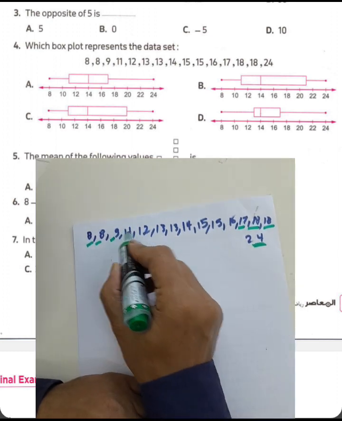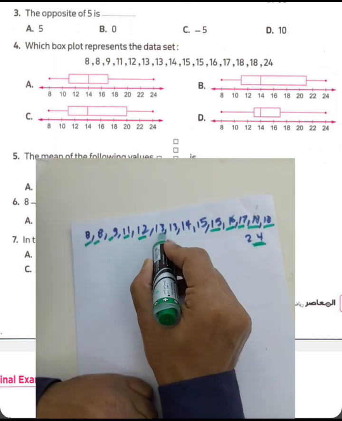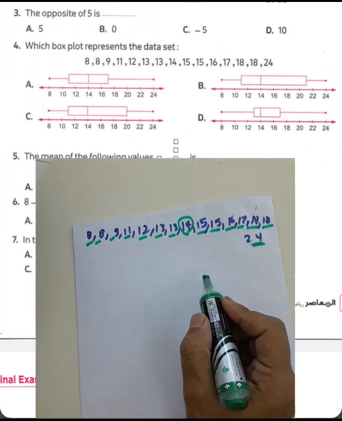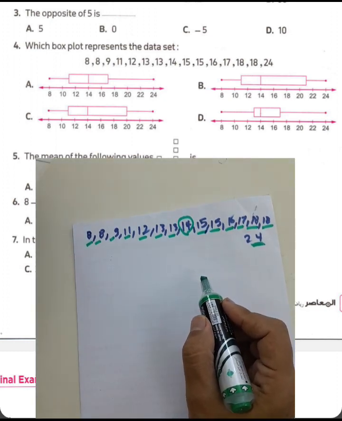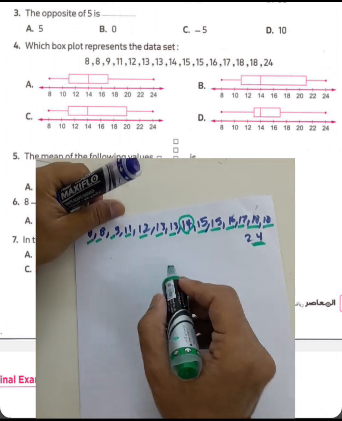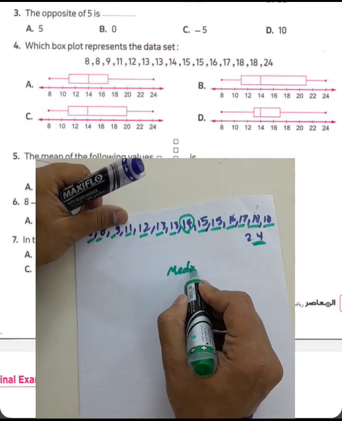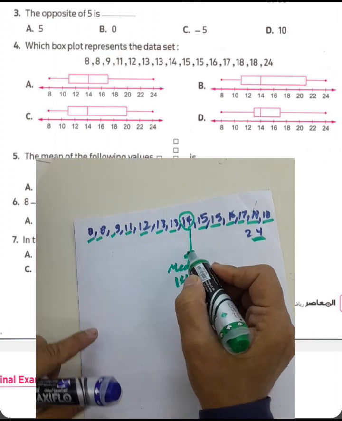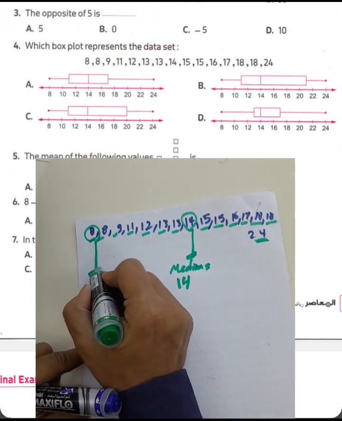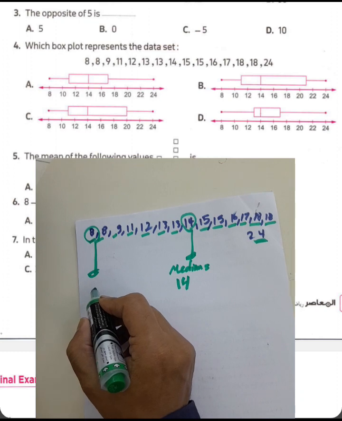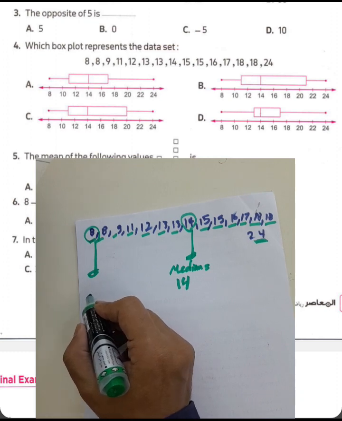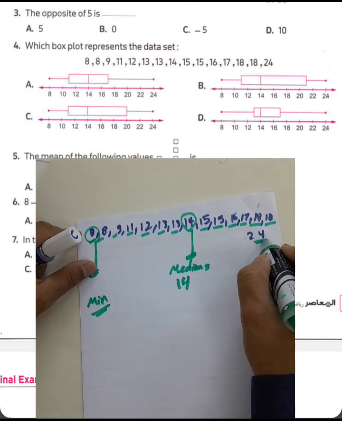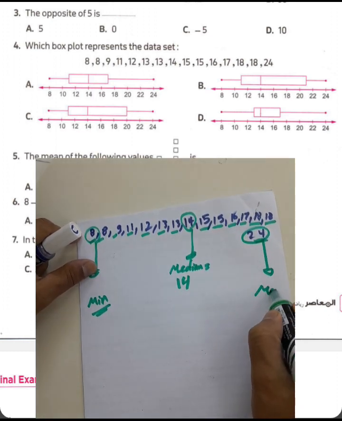Okay, number by number, and here by here, and here by here. Then 14, we called it what? The median. Then median equals 14. Okay, and 8, it will be lower, it will be the minimum. Okay, the minimum will be 8, and 24 will be the maximum.